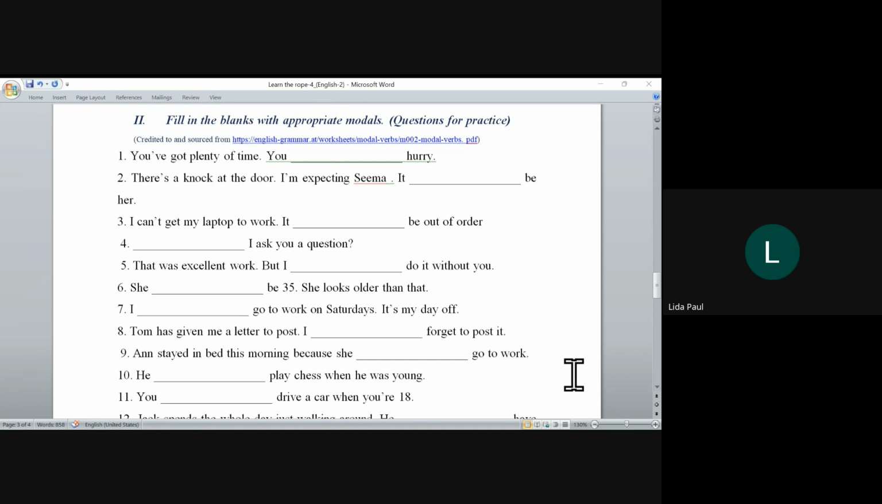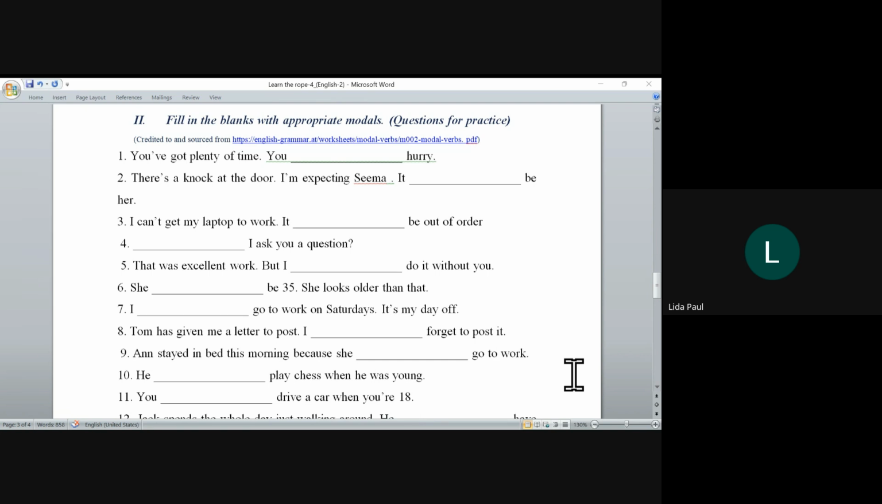Can't is the negative form of can. Certainty is indicated through can. Willingness: will or shall.